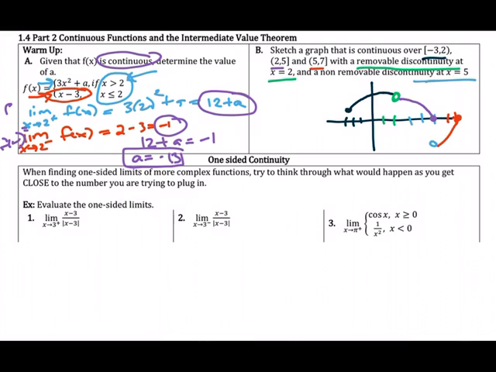So the key things there: removable discontinuity is insinuating we have a hole. Non-removable discontinuity would mean that we're looking at a jump discontinuity, a vertical asymptote, or an oscillation.